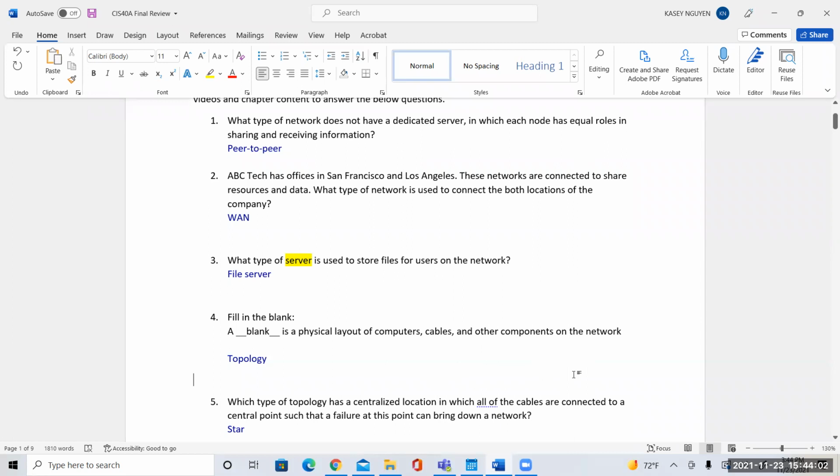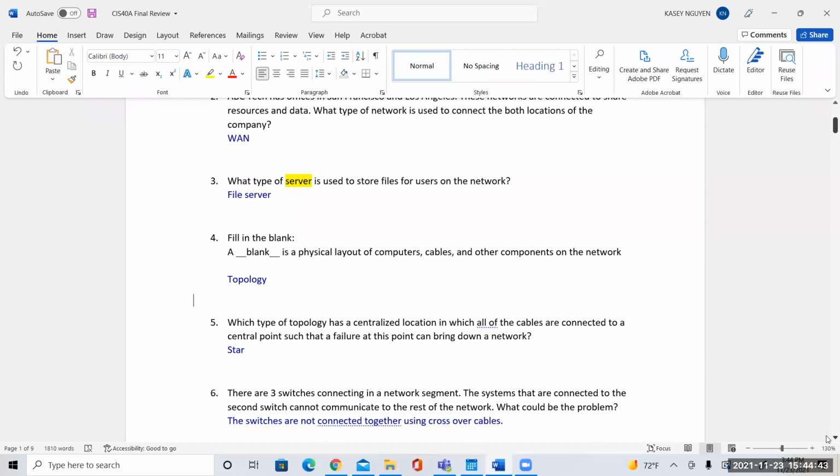Number 4, fill in the blank. The blank is a physical layout of computers, cables, and other components on the network, and that's a topology. It is a network layout that contains all your systems and connections. The logical topology would entail your IP addresses and network segments, whereas the physical topology only includes your systems and cabling.